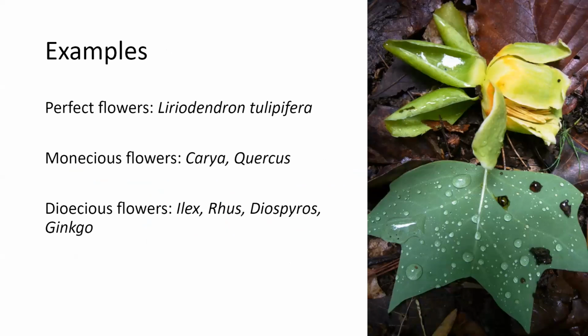Examples of species and genera with monoecious flowers include Carya, the hickories, as well as oaks, Quercus. And then examples of species with dioecious flowers include Ilex, as I mentioned, the hollies, Rhus, which is sumac, Diospyros, which is persimmon, and Ginkgo.